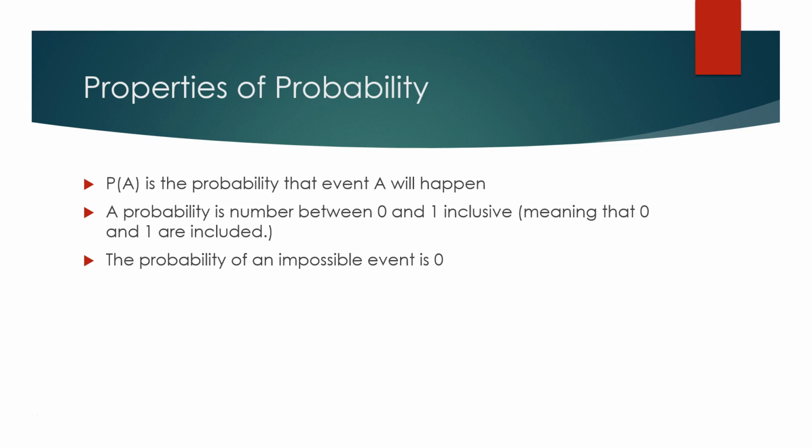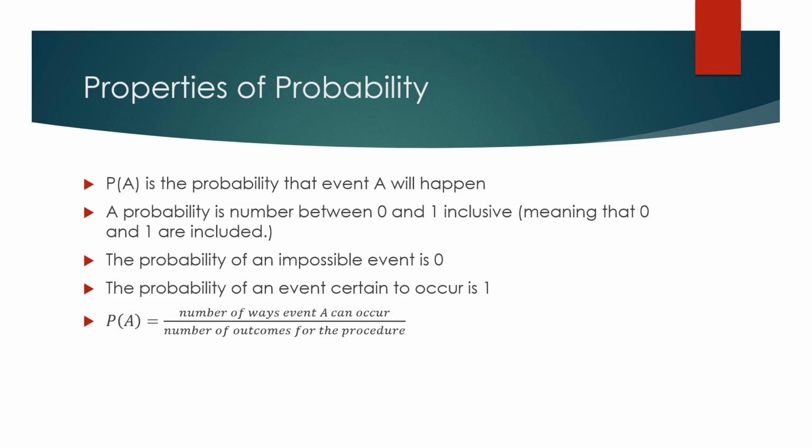The probability of an impossible event is 0. So 0 and 1 inclusive means that 0 and 1 are included. 0 is always going to be an impossible event. And the probability of an event certain to occur is 1. So technically, the probability that tomorrow will happen is not necessarily 1, but it's probably 0.99999 for a very long time.